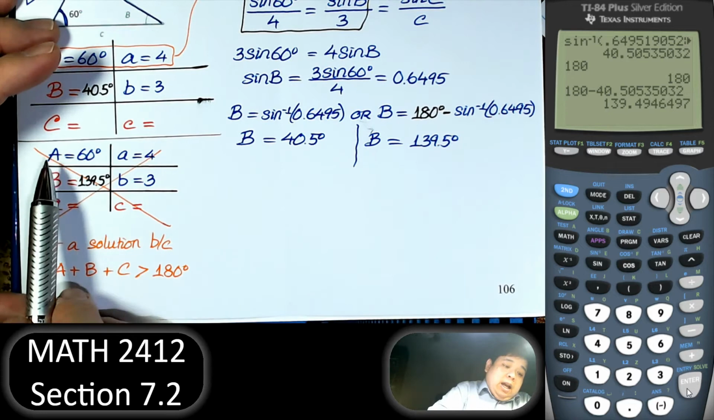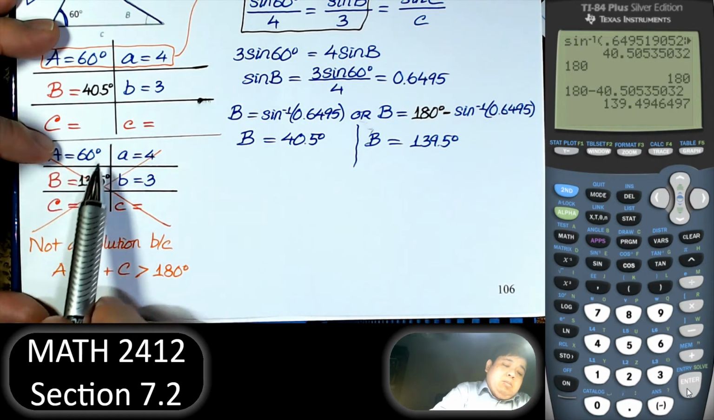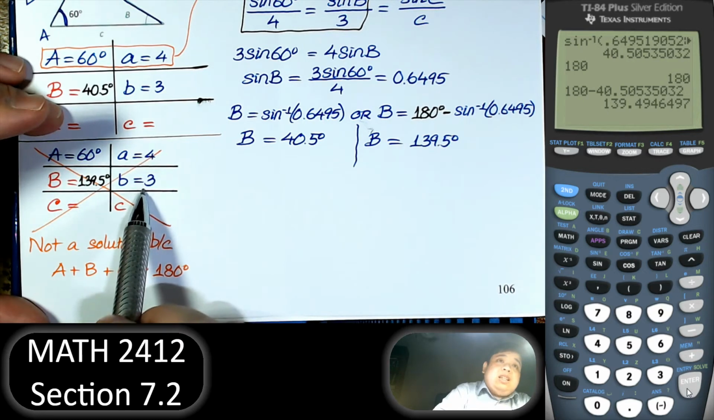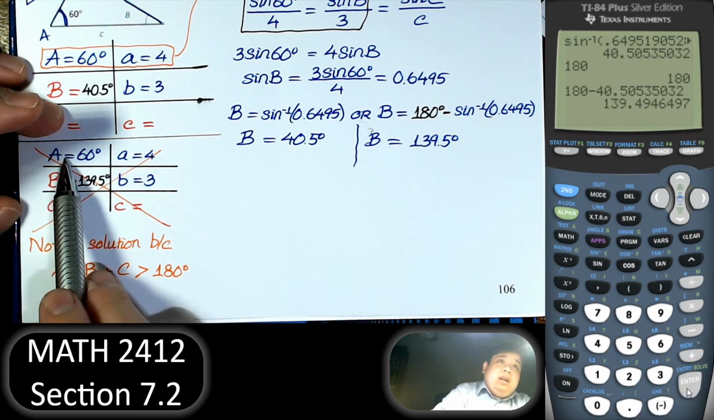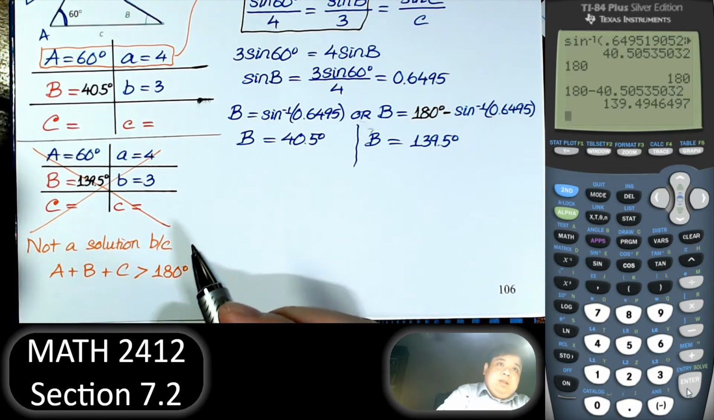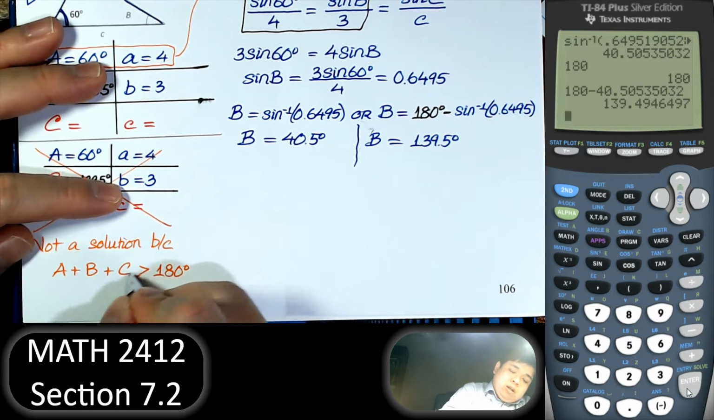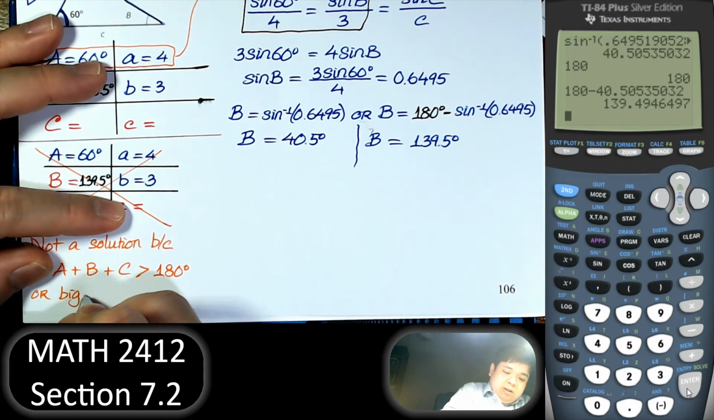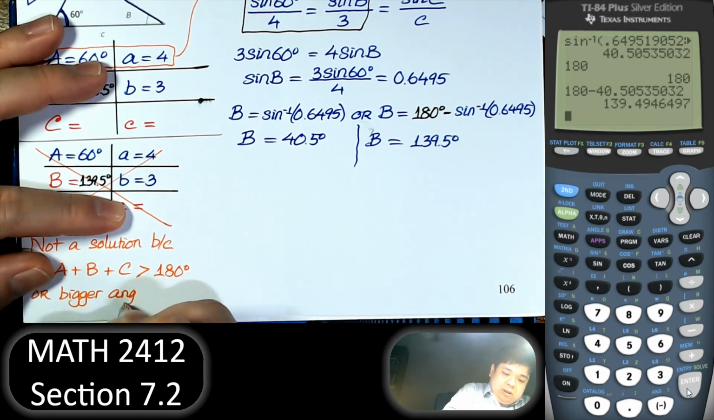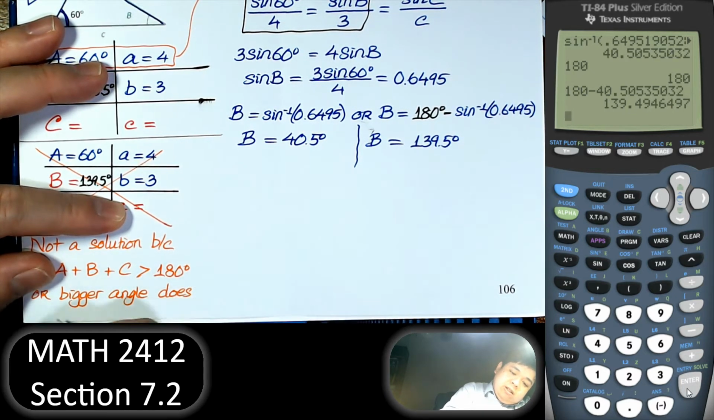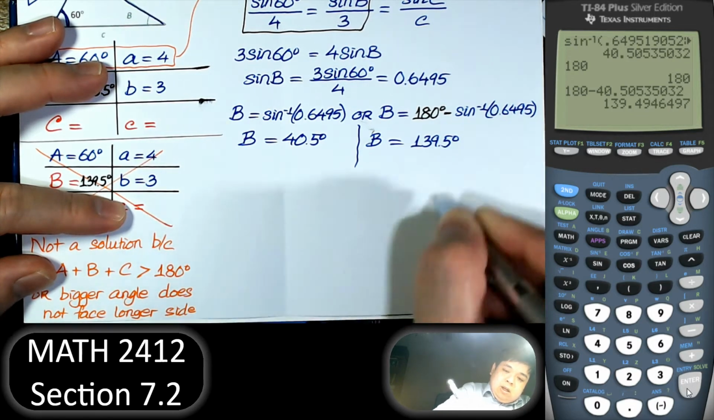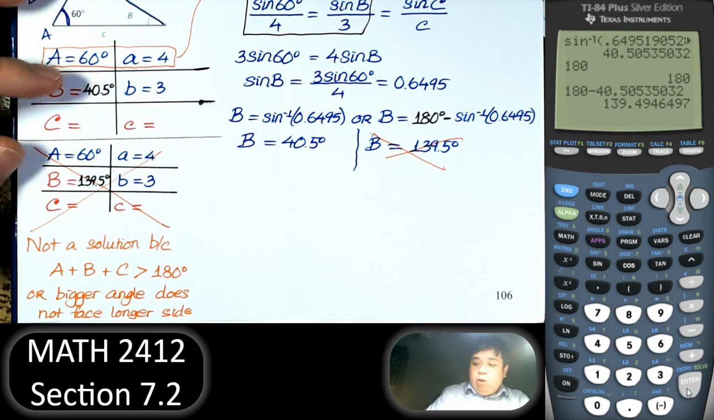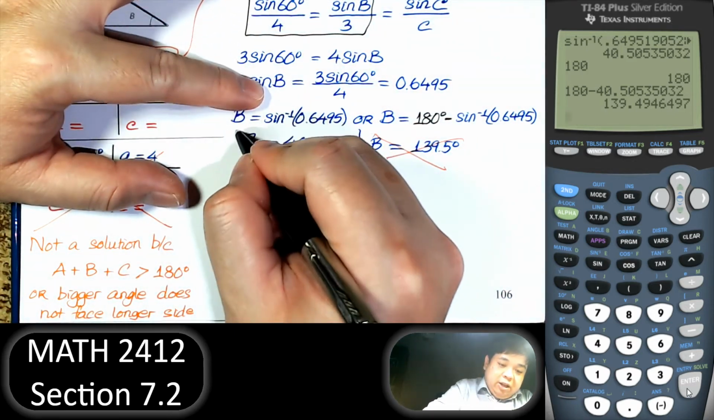And also, if side a is longer than side b, then angle A must be bigger than angle B, right? So this is not a solution because of that. Either that or we say bigger angle does not face the longer side. So we do not continue from here. We will take the 40.5 and we go from there.